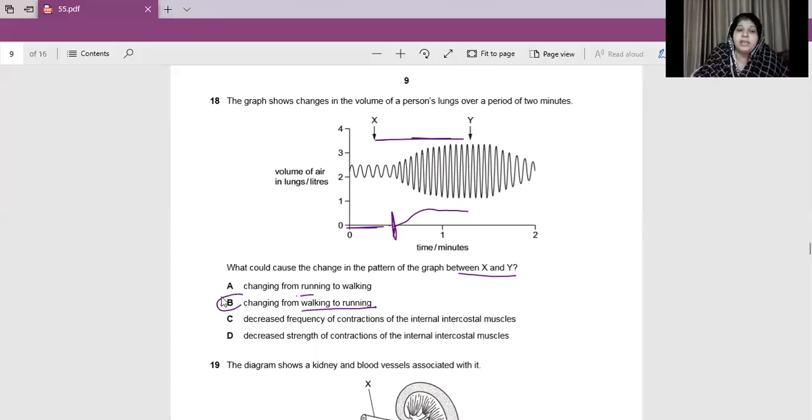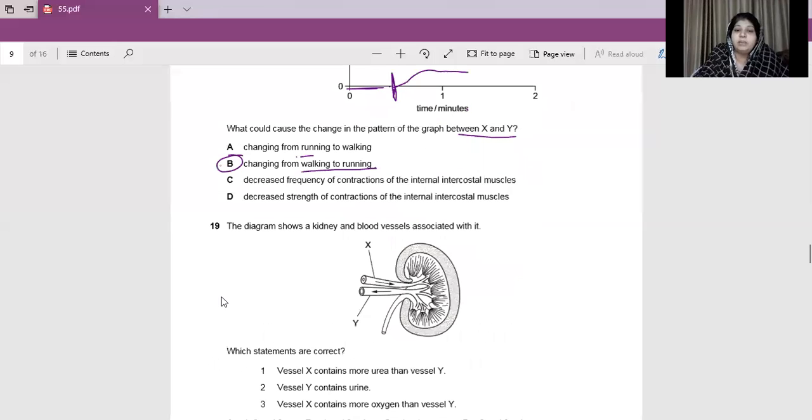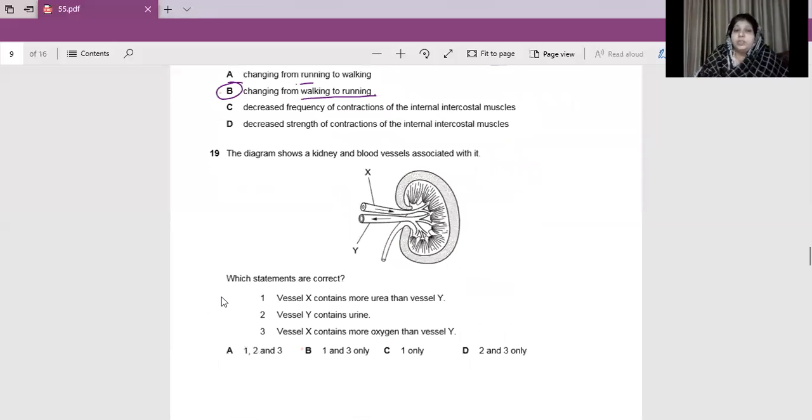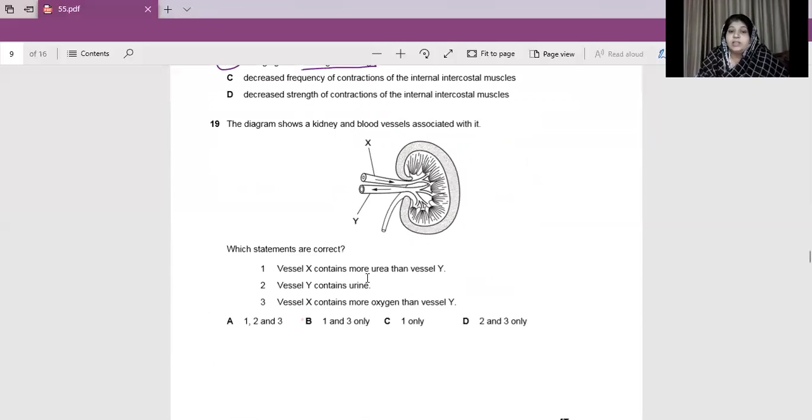Now, the diagram shows a kidney and a blood vessel. Which statements are correct? X contains more urea than Y. Definitely it is correct because it is supplying blood that contains more urea. Filtration takes place, so Y has less. It is correct. Y contains urine? No way. Urine is present in this tube, so it is wrong. Vessel X contains more oxygen than vessel Y? Yes, because it is an artery, supplying blood to the organ. So 1 and 3 are correct.